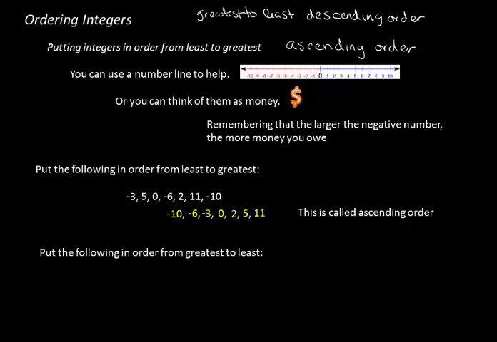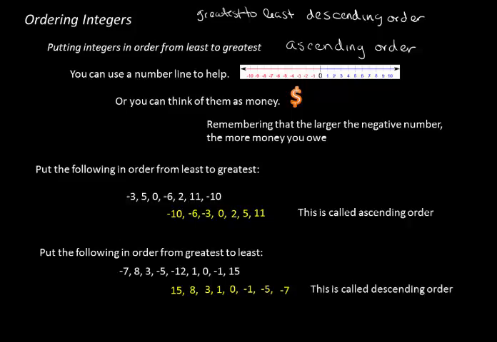To put them in order from greatest to least, I would have 15, because that's the largest, then 8, then 3, 1, 0, -1, -5, -7, and -12. I guess I left one out, sorry, -12. That is called descending order when you go from greatest to least.